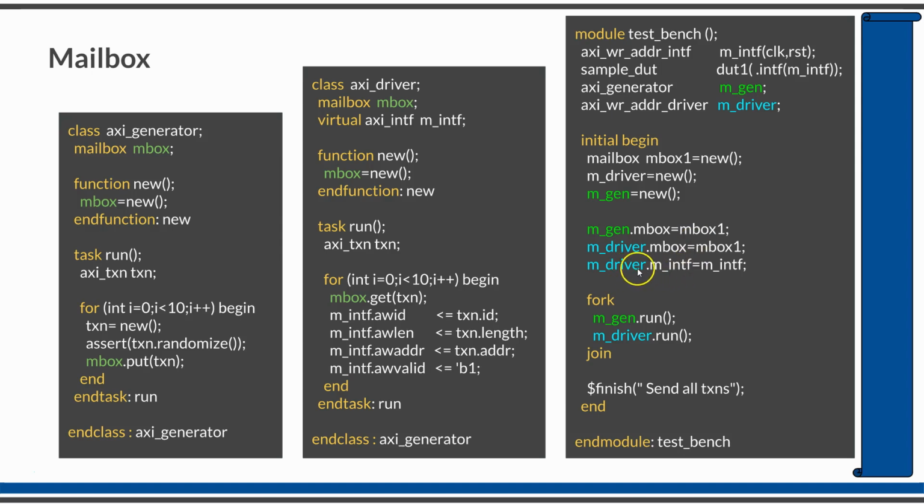And also you need to point the driver interface to this local interface instantiation as well. And I am forking this run task of driver and generator together so that they will start immediately. So whenever generator is sending a transaction, driver will be ready to get the transaction and it will be driven into the interface. And finally, when these 10 transactions are driven, I'm calling the $finish function.